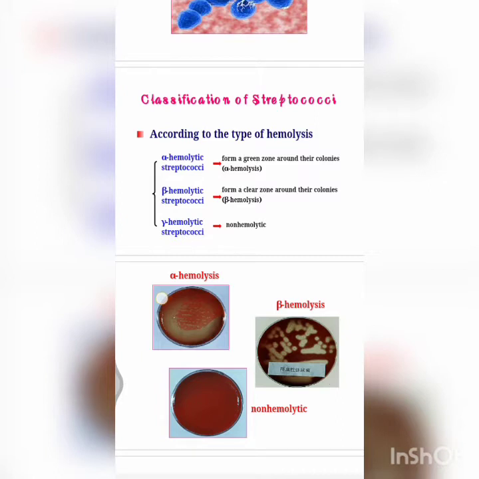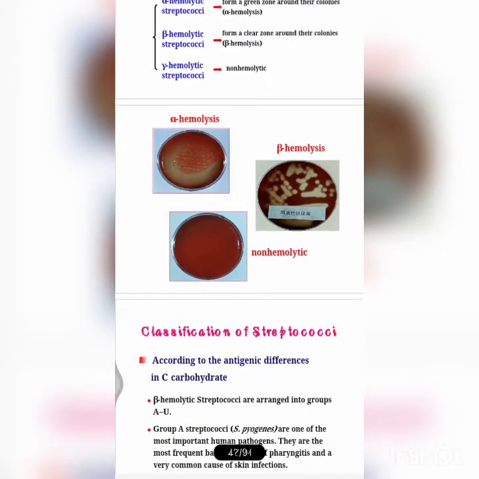So first we need to know this basic thing, and based on the oxygen requirement, the streptococci are divided into obligate anaerobes and facultative or aerobic. Obligate anaerobe means they don't require any oxygen. Aerobic or facultative anaerobes means they may be both aerobic, in aerobic conditions, and anaerobic, in anaerobic conditions.